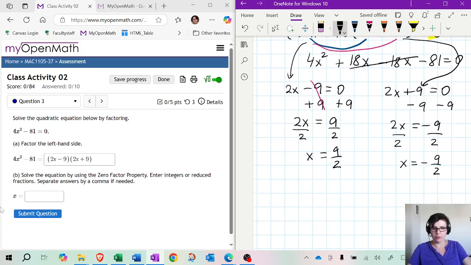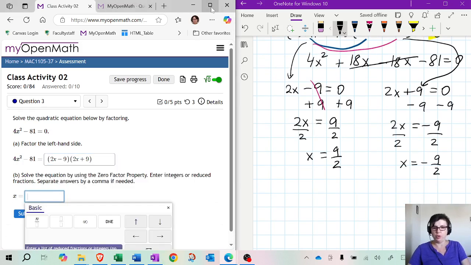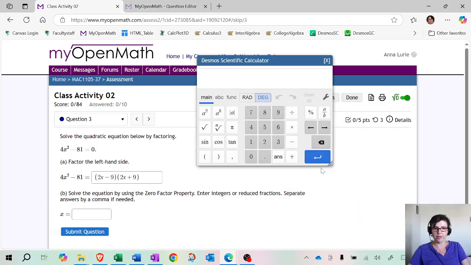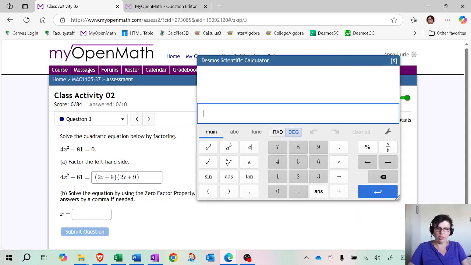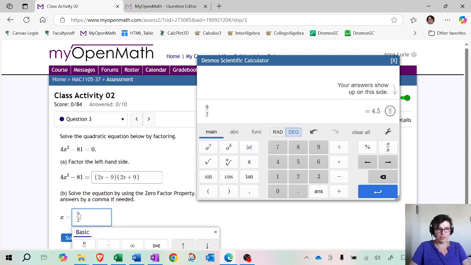Okay, so this looks like it, and also because they want you to reduce fractions, you need to make sure that the fraction you get is reduced fully. So if you want to check that on a calculator, you can just go ahead and enter 9 over 2, and then click on the little button to convert it to a fraction, and because it's the same, that means it's already reduced. So 9 halves and negative 9 halves are my answers.